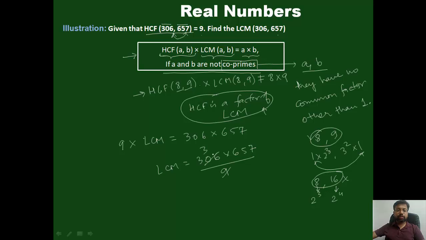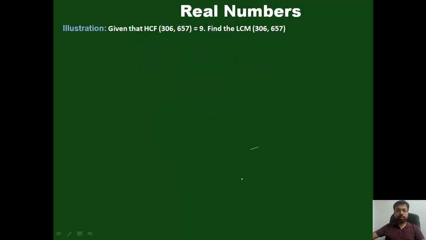So the LCM is going to be 34 into 657. And this is what the answer is going to be. Coming to the next question, it says, check whether 6 to the power n can end with the digit 0, where n is a natural number.